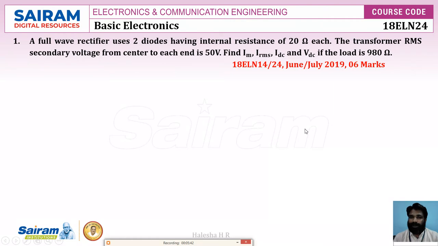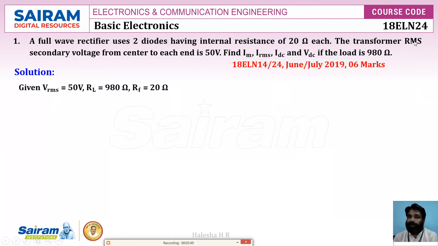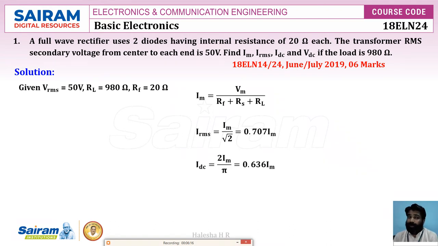This is the question. First, list the given values. They have specified the transformer RMS, so VRMS is equal to 50 volt, RL is equal to 980 ohm, and RF, that is the diode resistance, is 20 ohm. Then list what is asked to find, that is IM, and the corresponding formula is VM divided by (RF plus RS plus RL). IRMS is equal to IM by root 2, IDC is equal to 2 IM by pi for a full wave rectifier, and VDC is equal to 2 VM by pi.